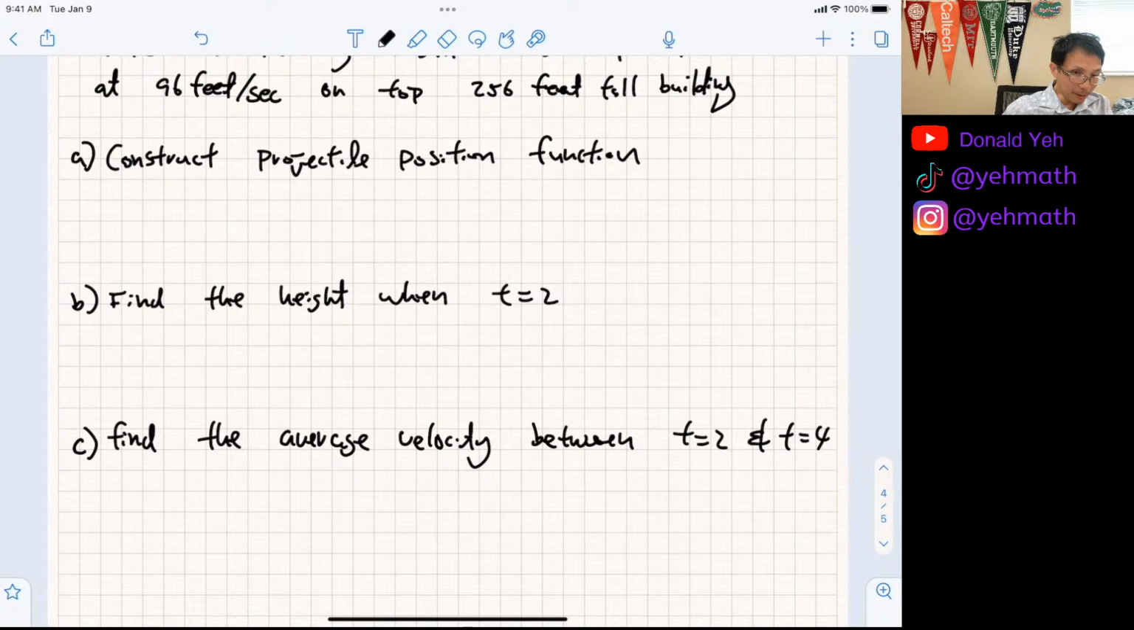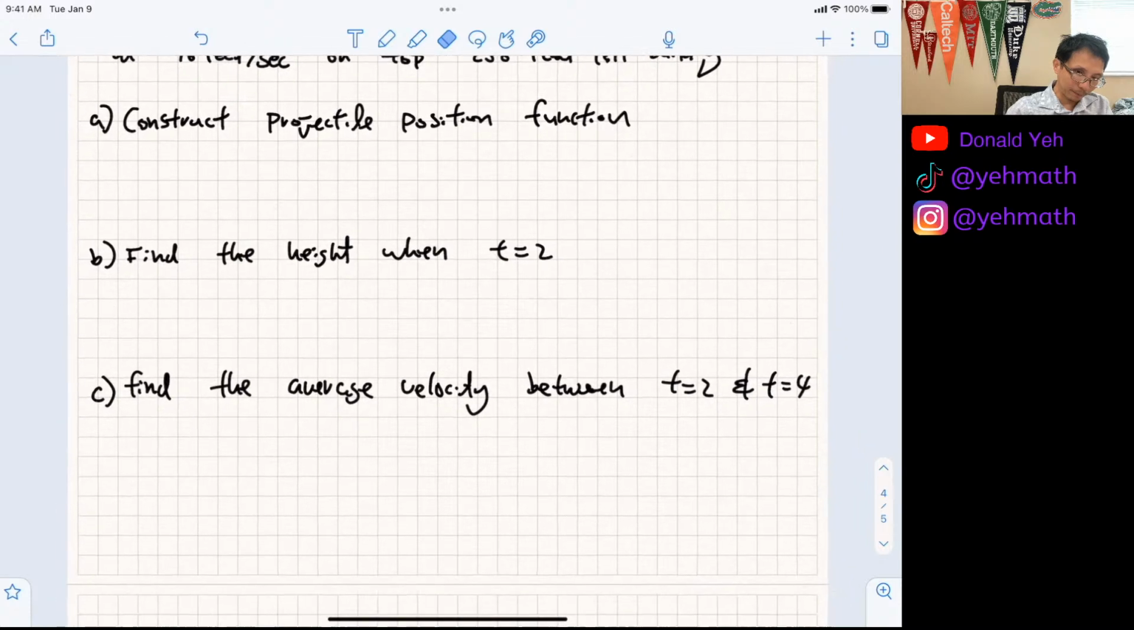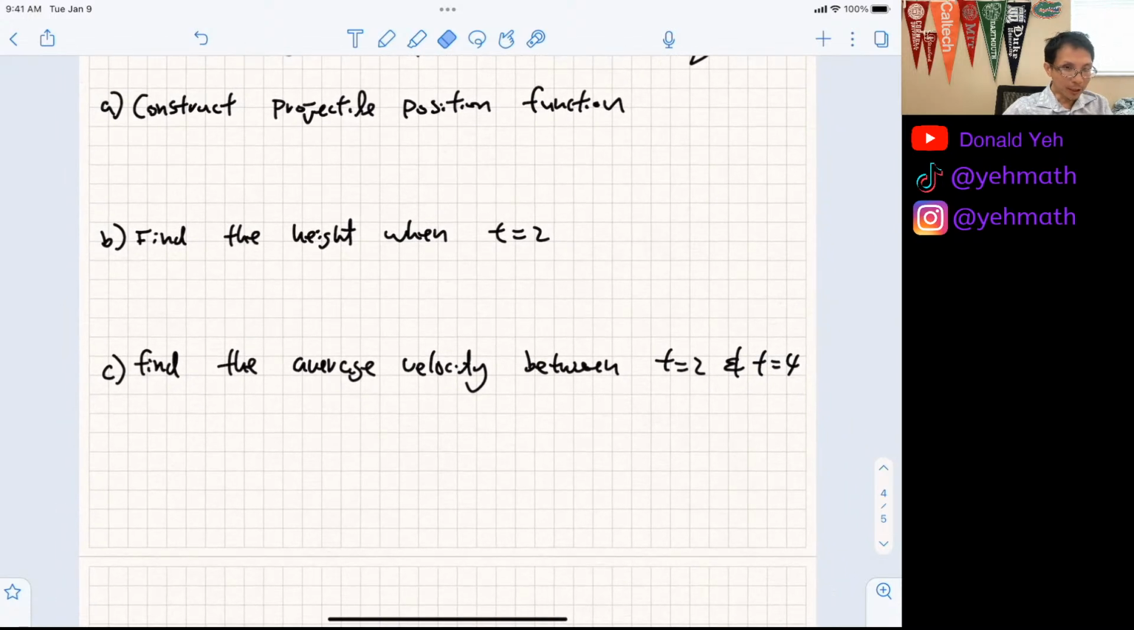It's possible to find that. Definitely it's possible, but the answer might be very surprising. This answer is going to be surprising compared to what you usually get. So think about how you do this.